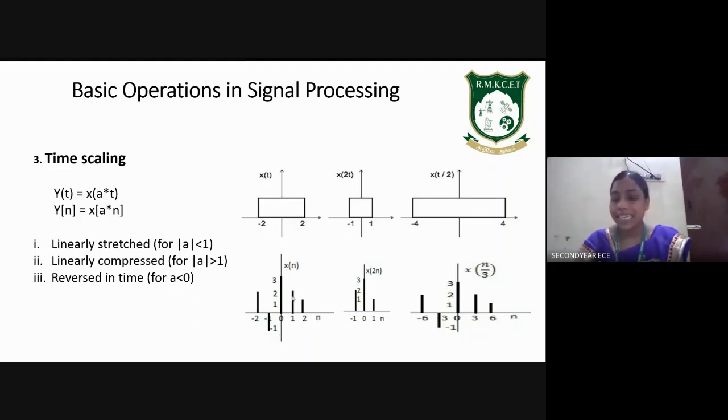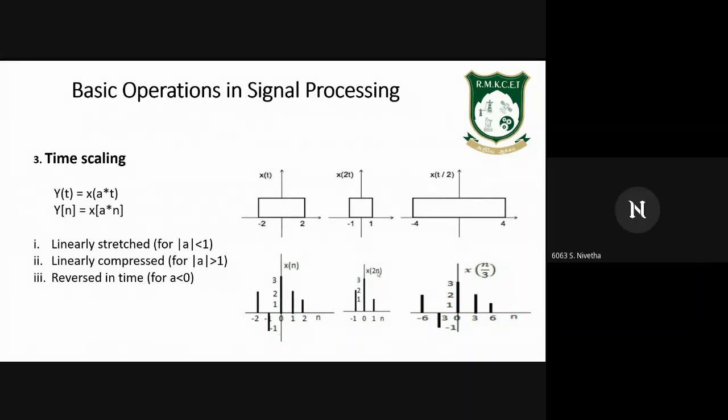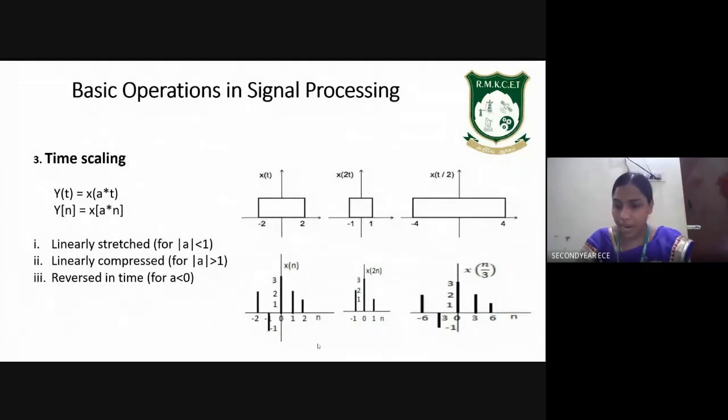And coming to our DT signal, this is our original signal, and this is now the compressed signal, compressed by a factor 2, x of 2n. Now we have to plot x of 2n. For that, what we have to do? Start by putting n is equal to minus 1. If you substitute here, minus 1 in the place of n, you will get x of minus 2. What is x of minus 2?